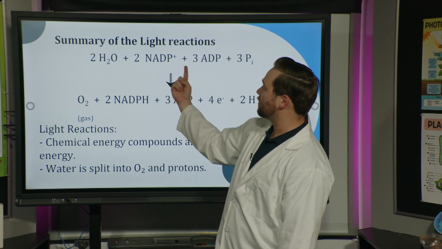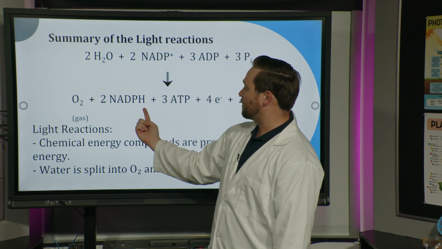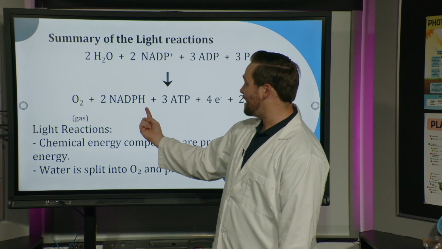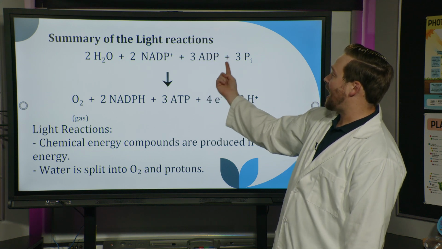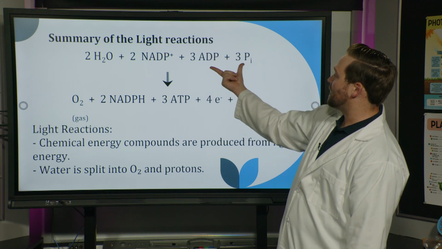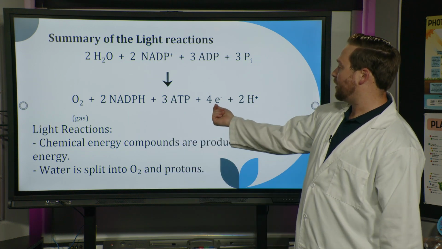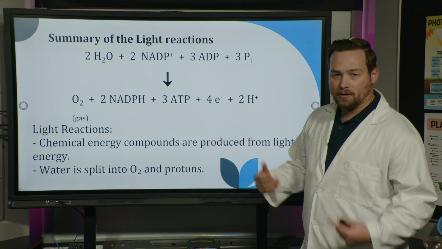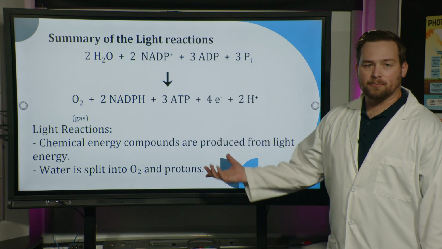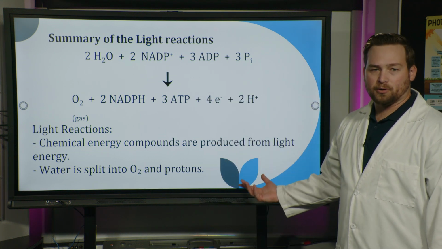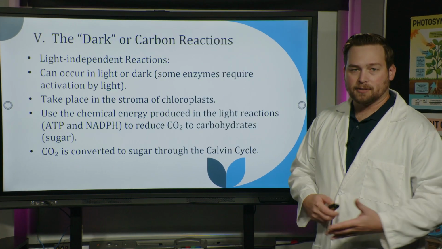So notice here how this was NADP+. We're taking those hydrogens here and putting them here, so now we have NADPH, okay? These come together, the adenosine diphosphate and an extra phosphate, these come together to make ATP, okay? And then we're kind of left over with a couple of electrons and a couple of hydrogens, okay? This is the light reactions. The chemical energy compounds are produced from the light reactions, and water is split into oxygen and protons.